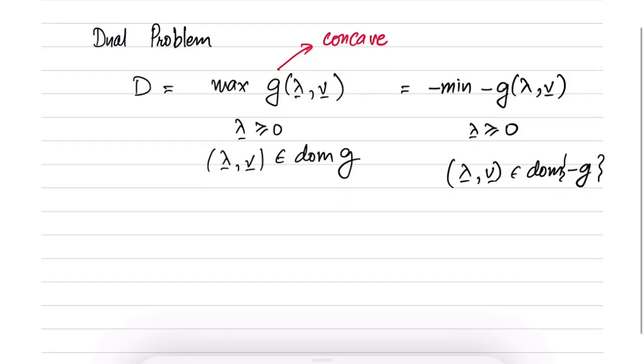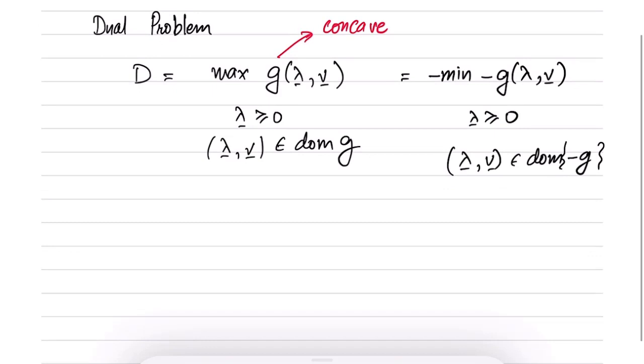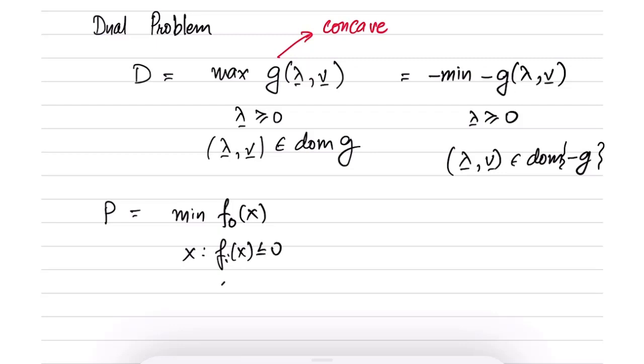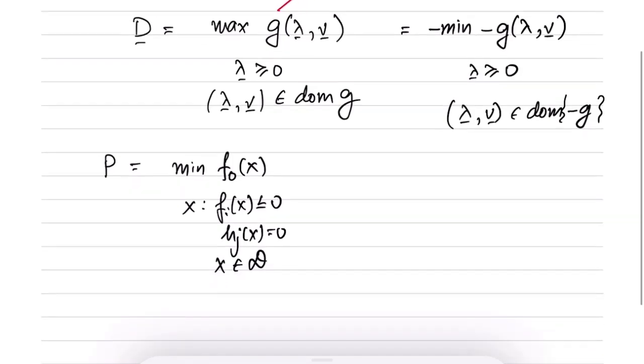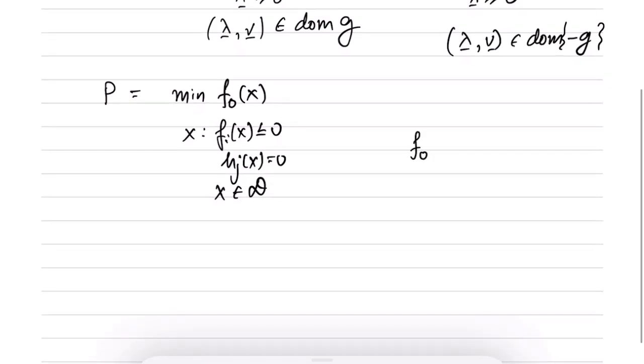So that's another way of writing the same thing as a convex optimization problem. Now, what does the dual problem allow us to say? Remember that the primal problem was minimization of f naught of x over all x such that f i of x is less than or equal to 0 and h j of x equal to 0, x belongs to D, right? So this is the primal problem and this is the dual problem.